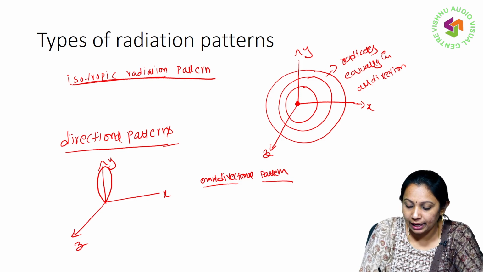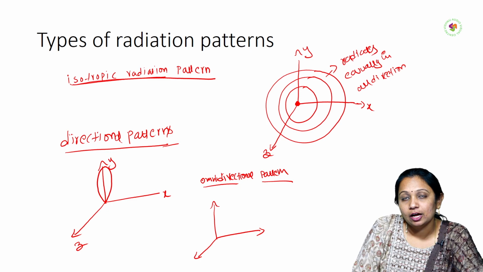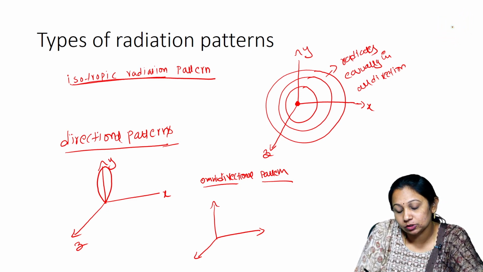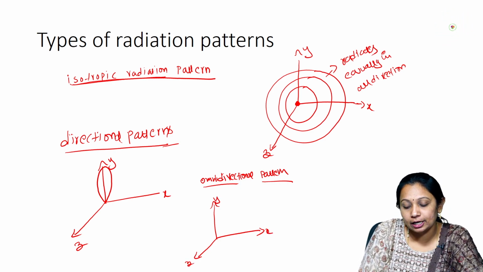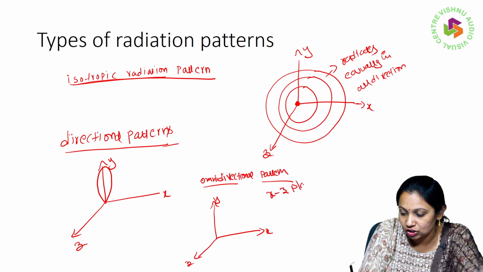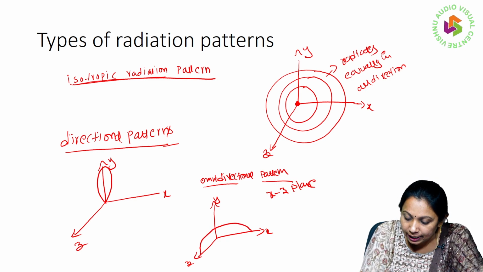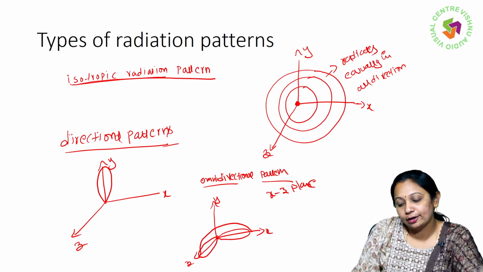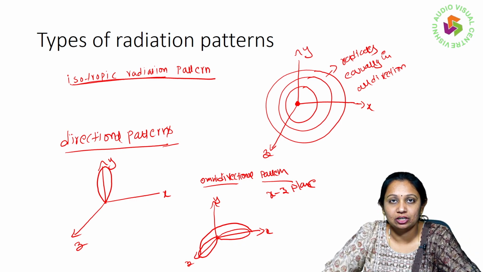Let us say in the omnidirectional pattern, simply, we can say that the radiation is along a plane. If we want to consider the radiation towards the x and z plane, then we can represent it like this. Here the major lobe directions are towards the z direction and towards the x direction. This is called an omnidirectional pattern.